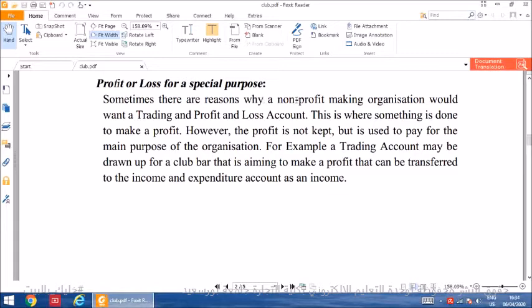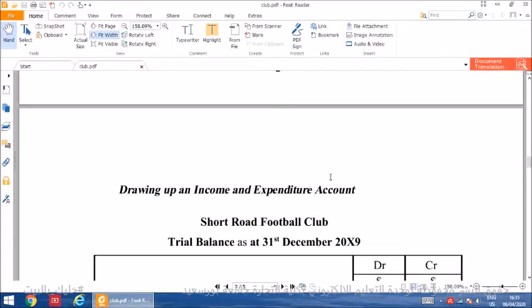Sometimes there are reasons why a non-profit making organization would want a trading and profit and loss account. This is where something is done to make a profit. However, the profit is not kept, but is used to pay for the main purpose of the organization. For example, a trading account may be drawn up for a club bar that is aiming to make a profit that can be transferred to the income and expenditure account as an income. Drawn up an income and expenditure account.